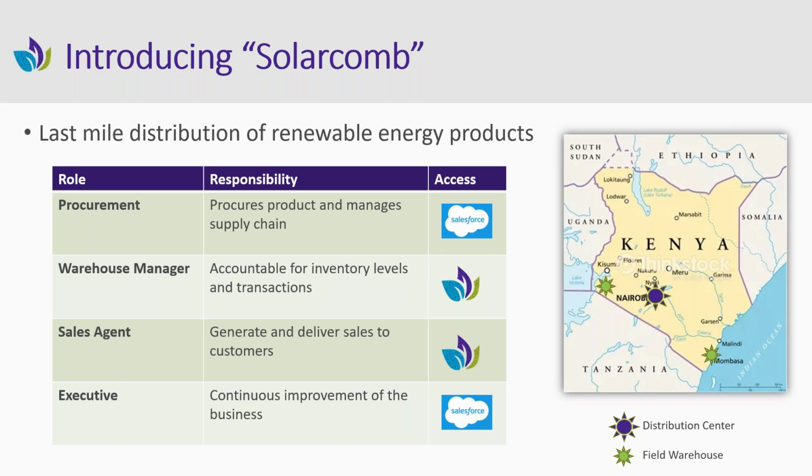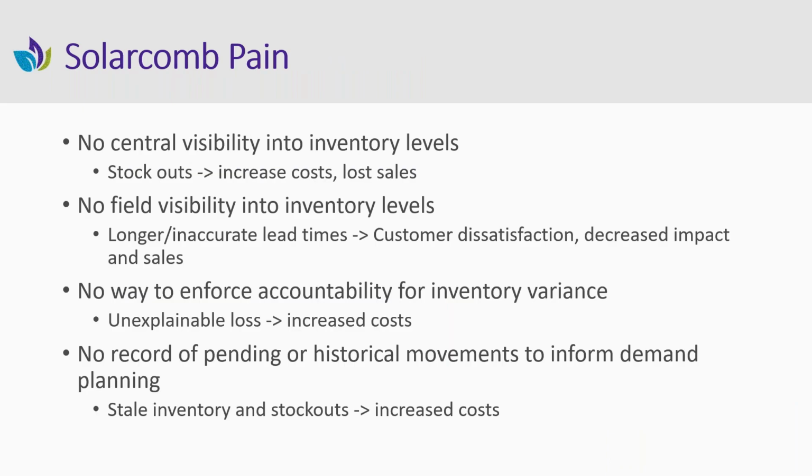As you can see, today's operations are going to be happening in Kenya across some of our different distribution centers and warehouses there. The major pains that SolarComb was facing before TaroWorks Enterprise resulted in both decreased impact and revenue and increased costs. So without centralized visibility to inventory levels, stockouts were frequent, forcing some managers to have to make emergency local purchases at higher costs to fulfill demand.